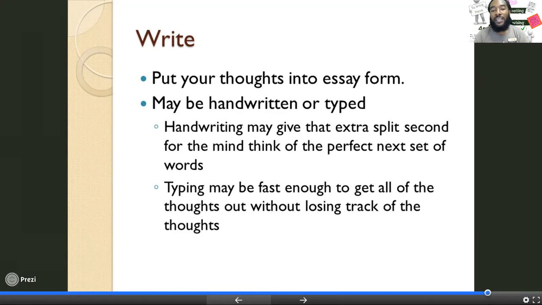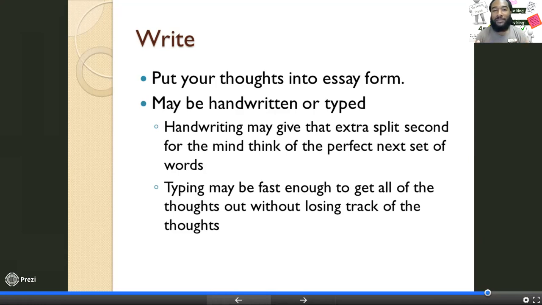I have here that you can handwrite or type your rough draft. I always handwrite my rough drafts and then I type them. That's because that extra split second that it takes to write something down by hand allows my mind to think of the next perfect line or the next perfect word, and it just flows for me. There are times though where my mind is just going too fast, and if I handwrite it, I'm just going to lose my thoughts, so I have to type.